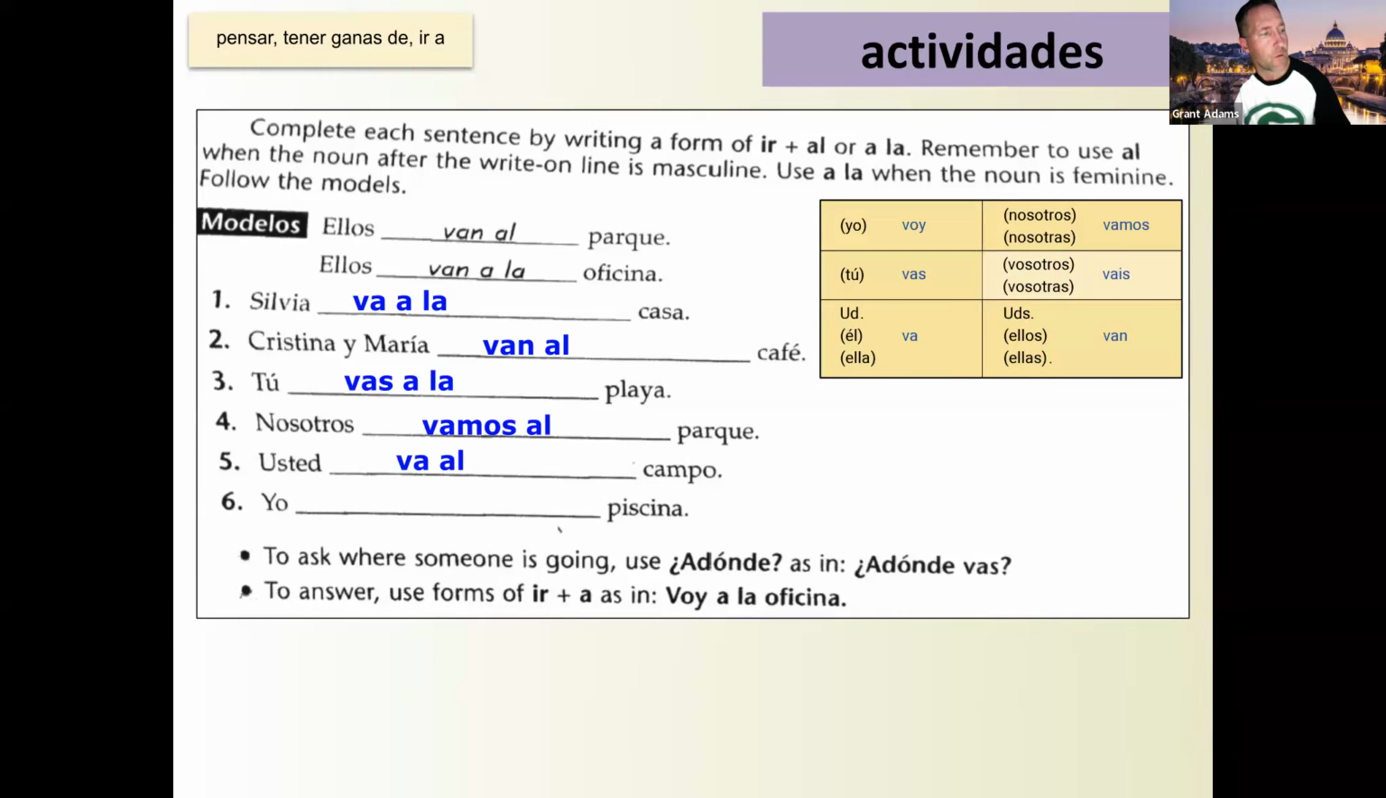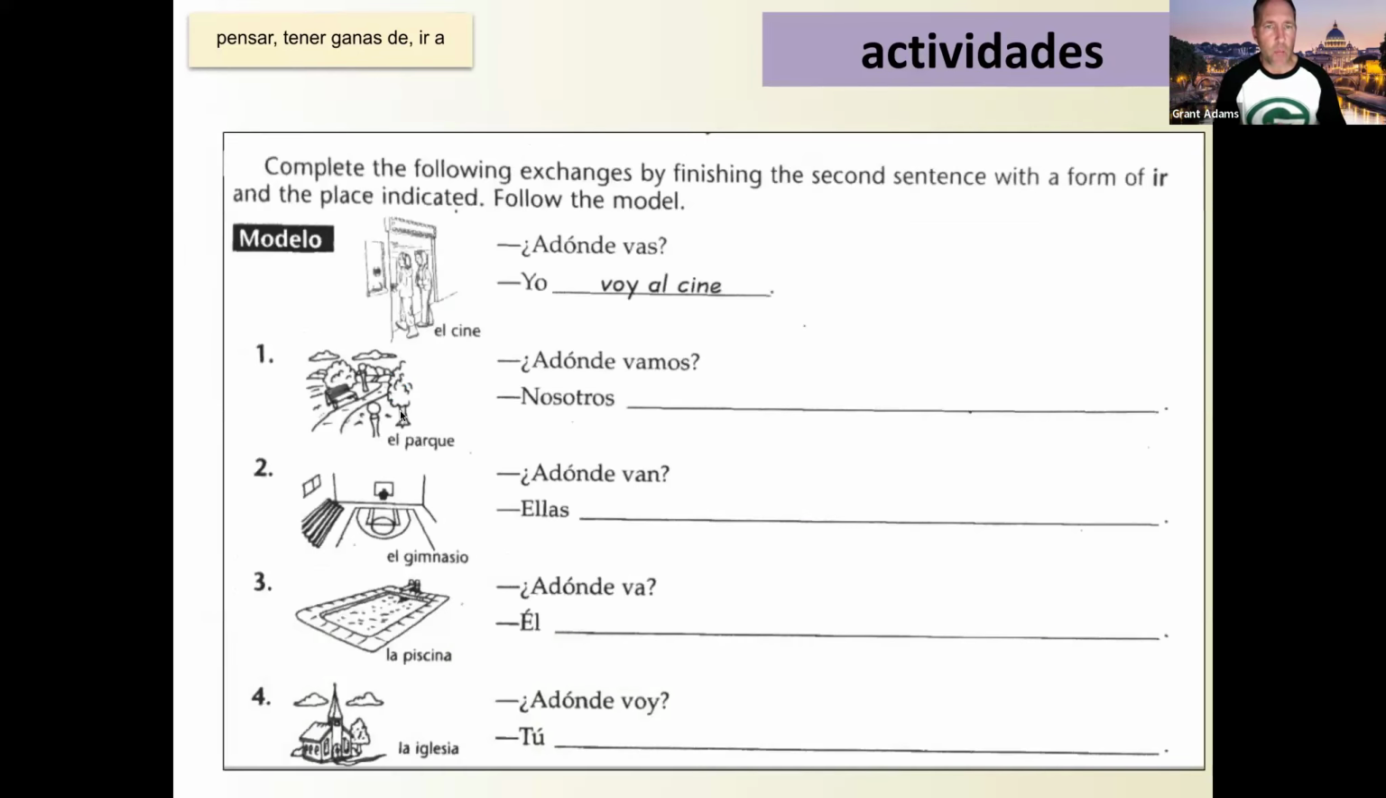yo voy a la piscina. Piscina. Excelente. Muy bien. Okay. Bien. A ala or al ala. Okay. Excelente. A little bit more complicated now.